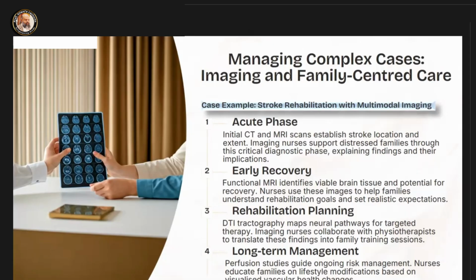Then is the rehabilitation planning. The DTI tractography maps neural pathways for targeted therapy. Imaging nurses collaborate with the physiotherapists to translate these findings into family training sessions.